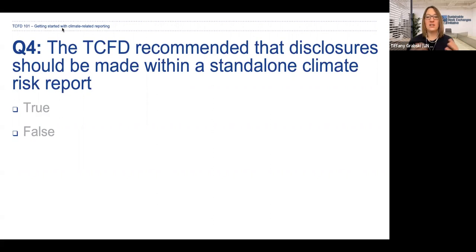Now that gets you started. It's a good template to initially start with. But then of course, as you're doing a scenario analysis and digging deeper, you might find other areas of impact related to climate.